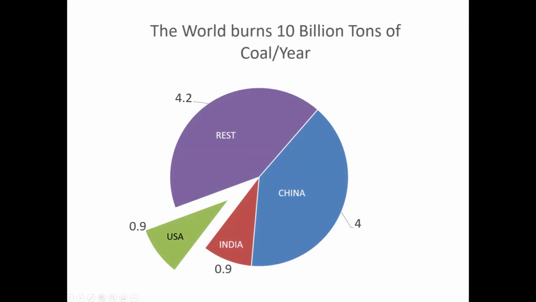The world burns 10 billion tons of coal every year. This generates 30 billion tons of carbon dioxide. China is responsible for 40% of the CO2 in our atmosphere. They are making a big effort to reduce their carbon footprint by using wind and solar. They are also building many nuclear power plants.